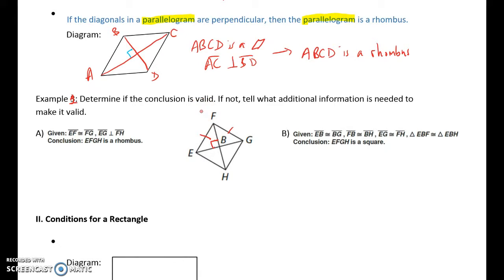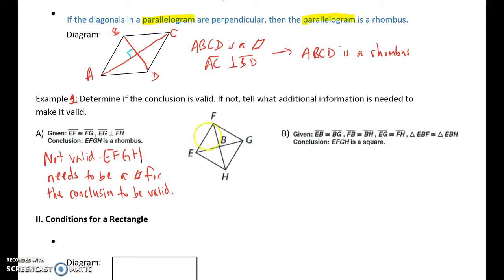But remember, what did we highlight in every single one of our conditions? This shape needs to be what shape first? It needs to be a parallelogram. Can I say this is a parallelogram? Hopefully, you're seeing no. So this is not valid because EFGH needs to be a parallelogram.